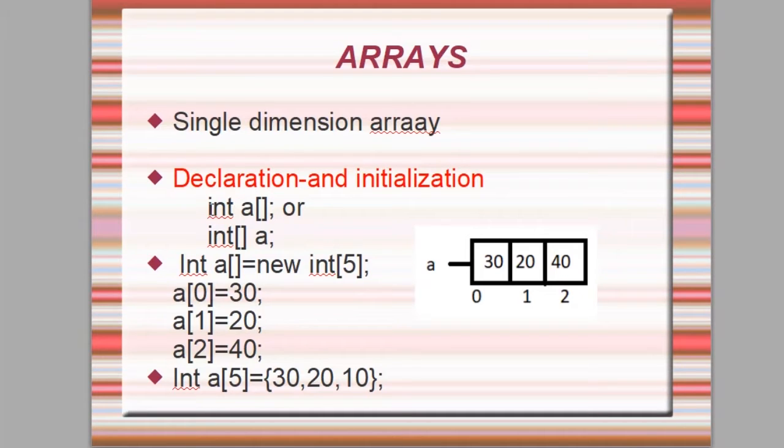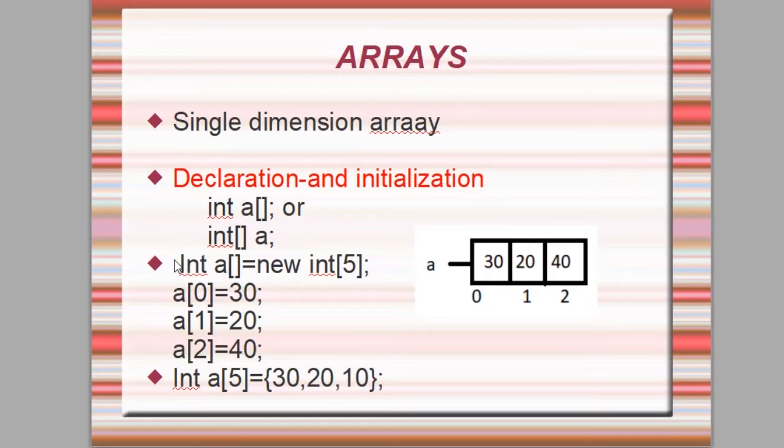Now let us see how to declare a single dimension array. This is the way to declare a single dimensional array. First we declare a data type, then the array variable name and the square brackets. Square brackets always denote that it is an array. We can declare like this, or else like this also: after the data type we can give square brackets and initialize it to a variable. So this is the way we can declare an array.